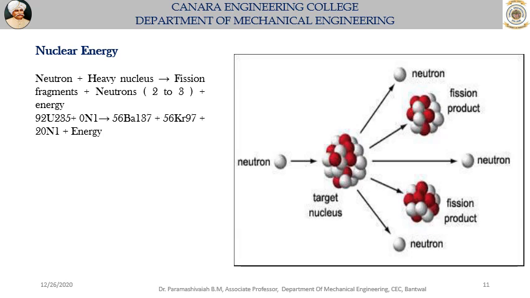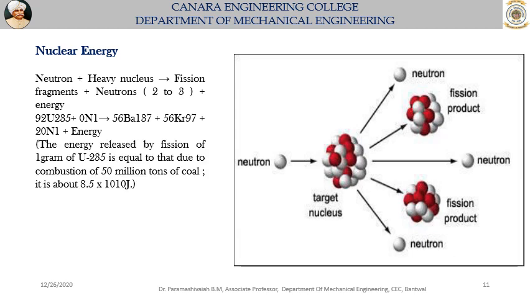Then this neutron plus heavy nucleus leads to fission reaction plus neutrons again, plus energy is released. Our purpose is to release this energy. Say, 92U235 plus 1 neutron leads to barium 56 and krypton 36, plus 3 neutrons plus energy. This is how the reaction takes place.